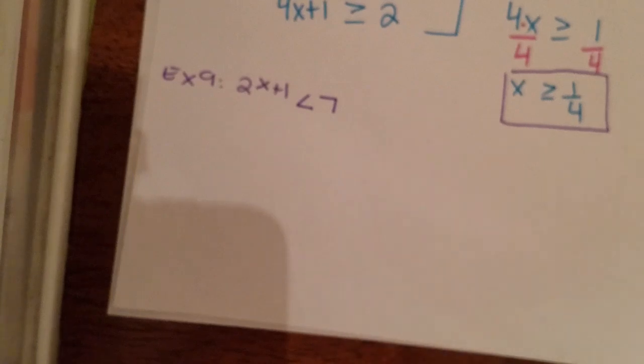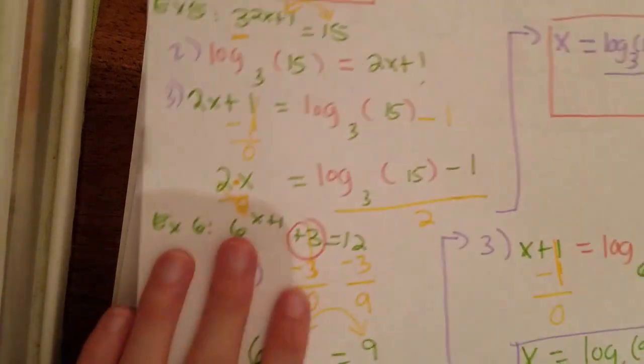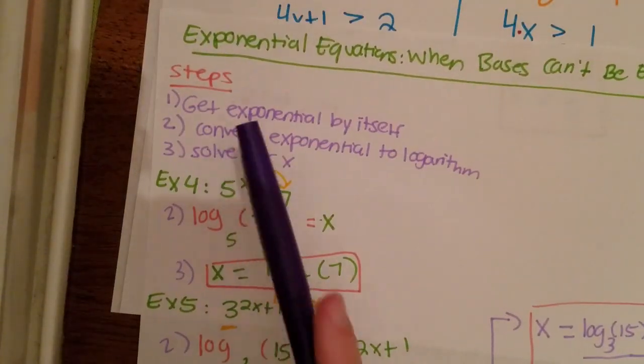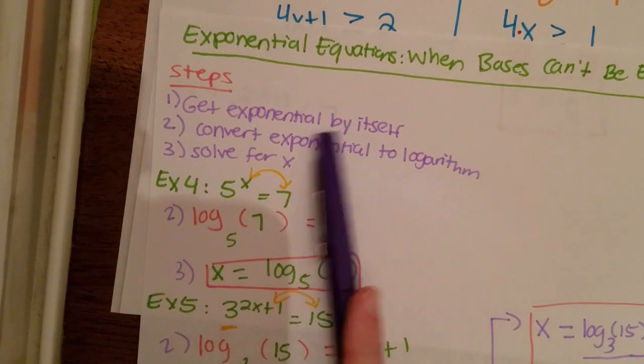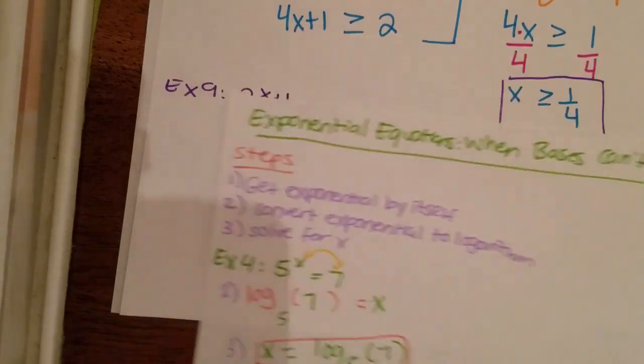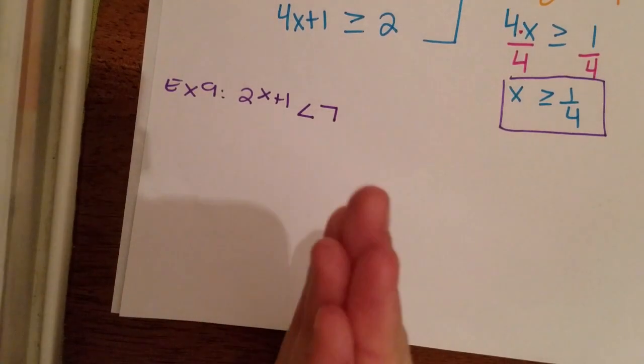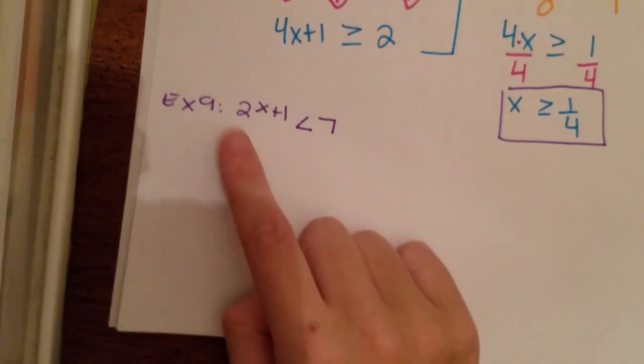So if you remember from our previous problems, when we could not get the same base on both sides, that's when we had to follow these nifty steps. We had to get the exponential by itself, convert it to a logarithm, and solve for x. So we will be following those same steps when we solve this problem. So the first step, we must get our exponential by itself.